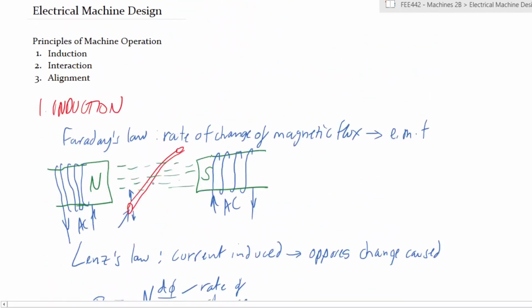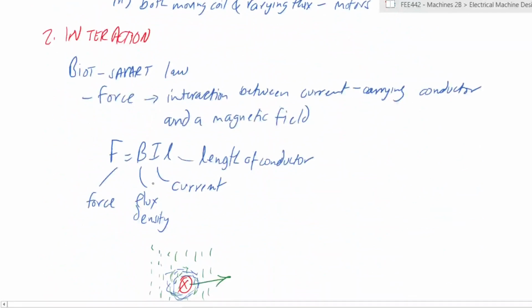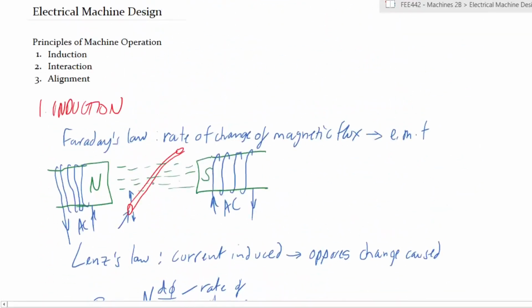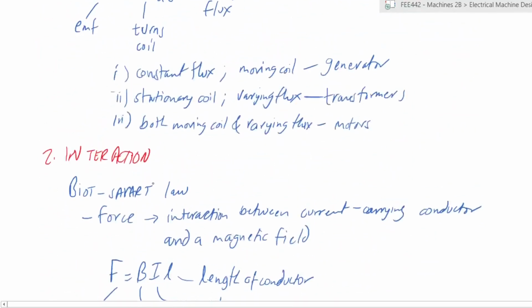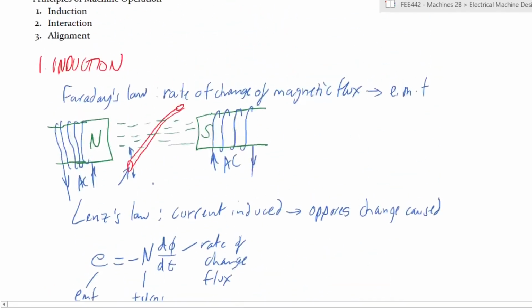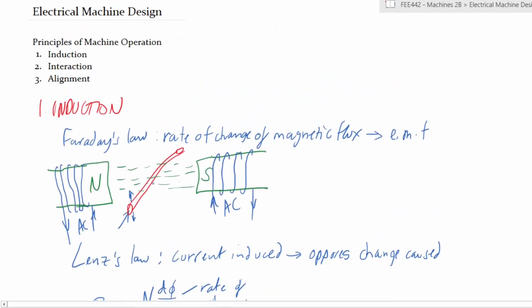So that's the first section, principles of the machines themselves. Before we start to design machines, we need to know what are the available physical characteristics that we can make use of.